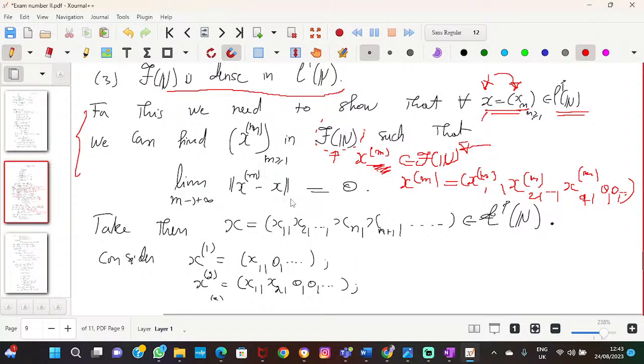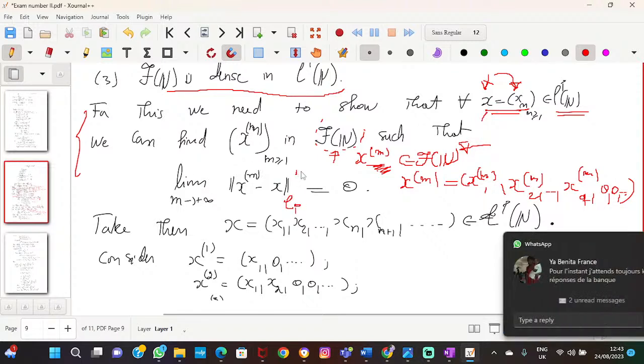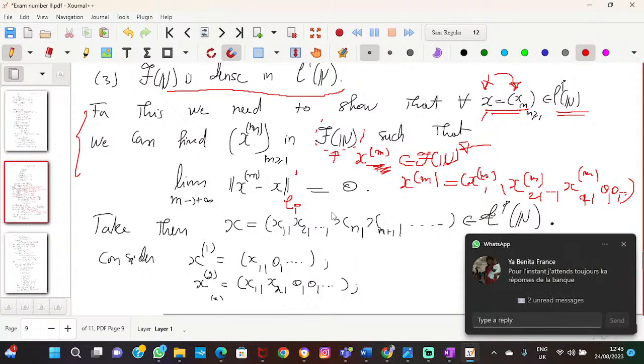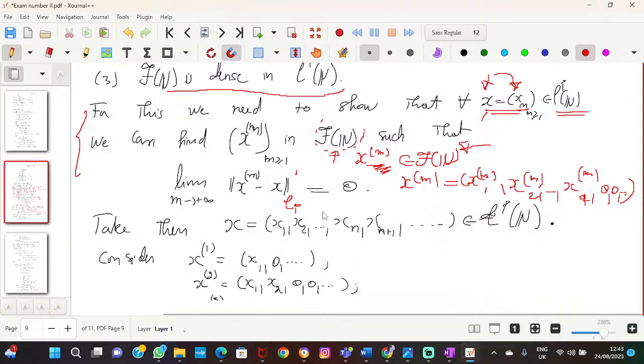Converging to x means this. Let me write it in LP, with respect to the LP norm. I can put p to the power p here, the same. So that is what we must do. We must find the sequence.